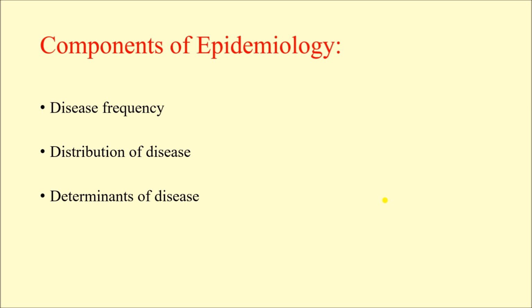Next is the distribution of disease. As I already mentioned, it can be place distribution, it can be person distribution, or it can be time distribution. Place distribution as in if any particular geographical area there are a lot of cases, more cases as compared to other areas. Person distribution means whether any particular gender, particular age group, particular occupation, particular socioeconomic status is being more affected as compared to the other segments of the community, and time distribution as in which time period of the year these diseases are occurring more.